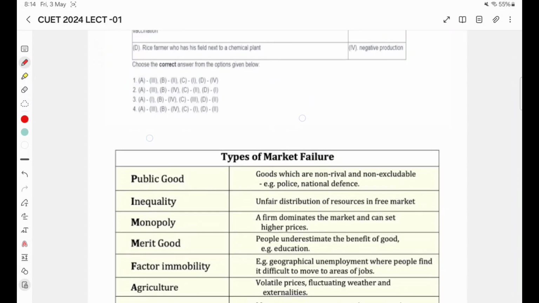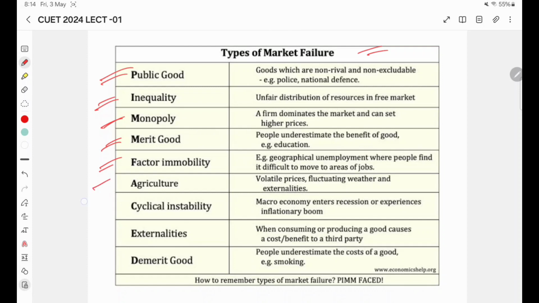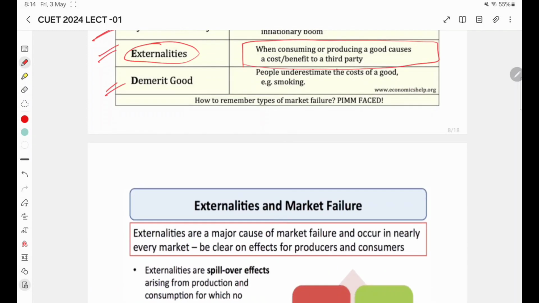Market failure is a topic that appears in your public finance as well as in your microeconomics. There are different causes of market failure: public goods, inequality, monopoly, merit goods, factor immobility, agriculture, cyclical instability, externalities, and demerit goods. Here the question is given from externalities. So let's see what we mean by externalities and what the types of externalities are, then we'll go to the answer section.